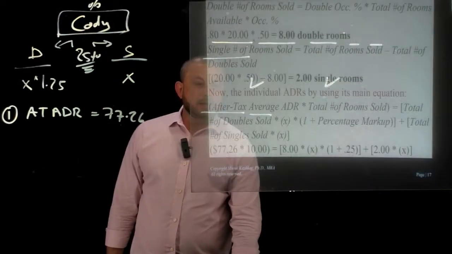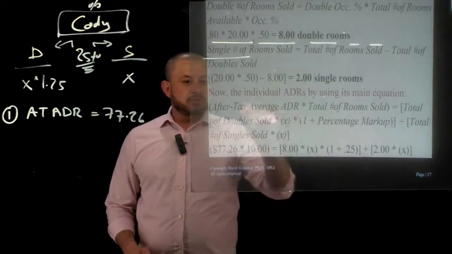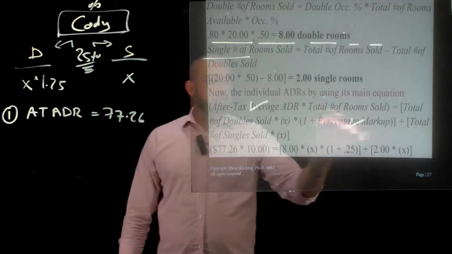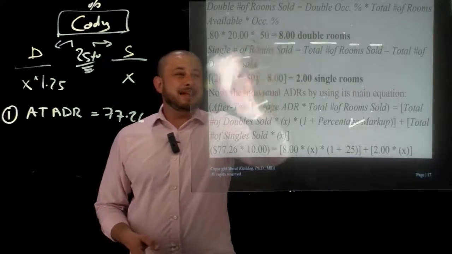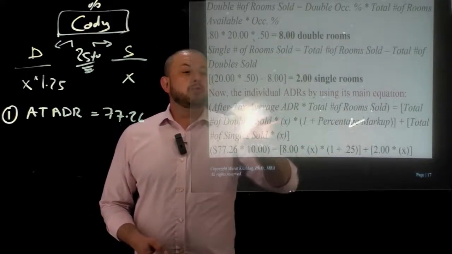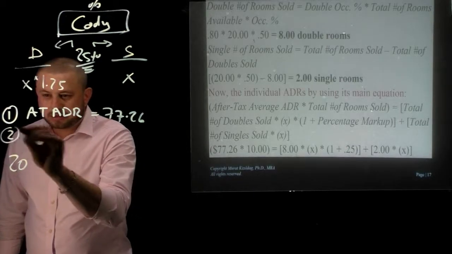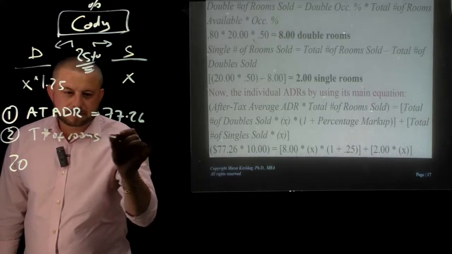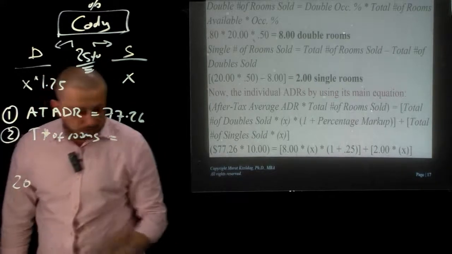Because remember our main formula, guys, okay? I have a lot of unknowns that I have to find out. So this was one of them, so I got 2 knowns right now. Total number of rooms sold is another unknown. Can I find it, guys? Yes, I can, because I know that there are 20 rooms available, right? Second step, total number of rooms sold.